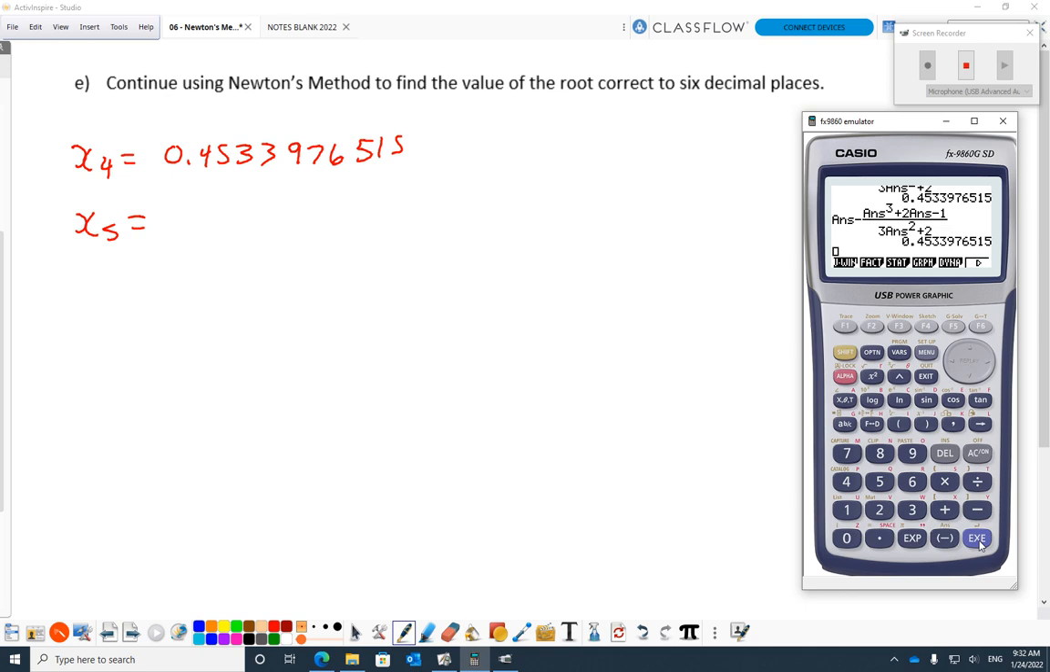Oh, it didn't change. That's the answer. Yeah, see, if you hit equals and it doesn't change, you've got it.